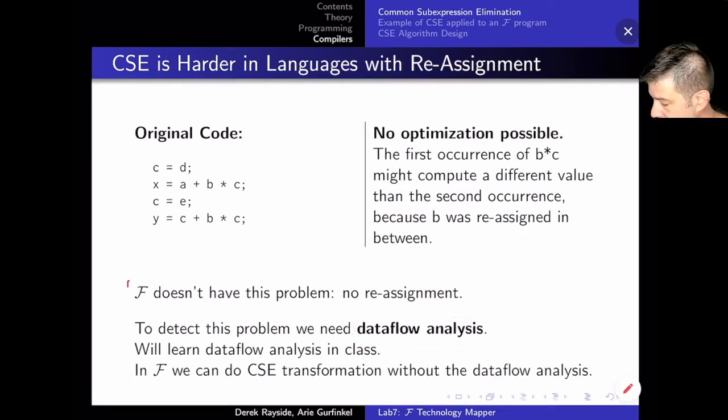But for the F language, we don't have this problem. There are no reassignments. So all we have to do is figure out if we have expressions, whether they happen to be the same, and just use the expression once.